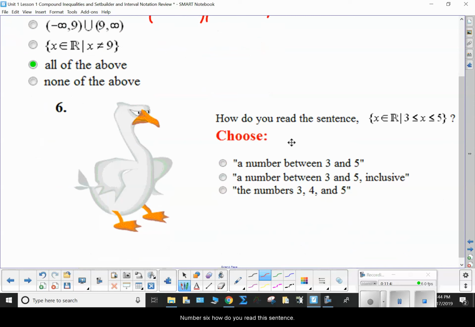Number 6, how do you read this sentence? X is an element of real numbers such that 3 is less than or equal to x, less than or equal to 5. But equals means that it is inclusive. R says it's every single number, including all the little decimals. So therefore, we definitely have this one, the middle one.